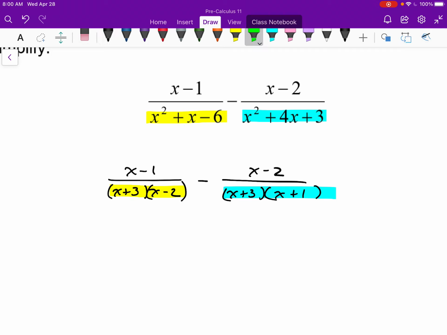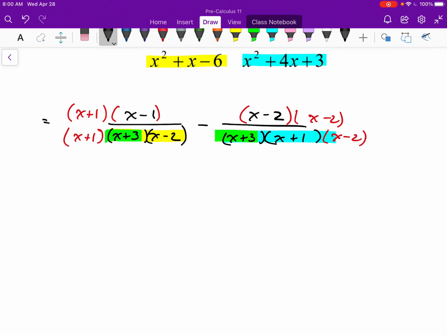And so notice I can now see they both have a factor of x plus 3 in common. That's good. That gives me less work. But they also have another factor that the other doesn't have. So to make this all balance out, I have to multiply the left side by x plus 1, numerator and denominator, and the right by x minus 2, numerator and denominator. OK, so now I've got my common denominator.